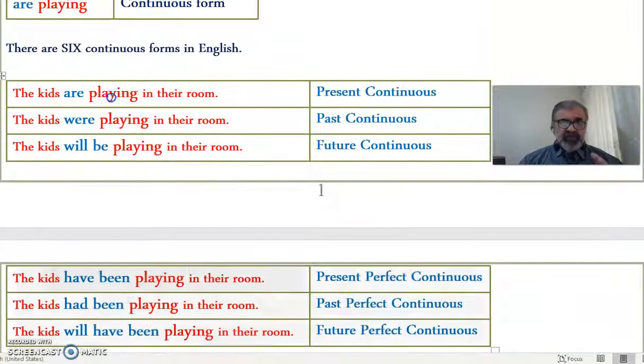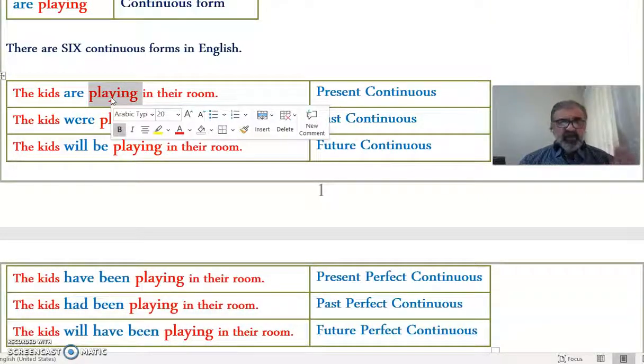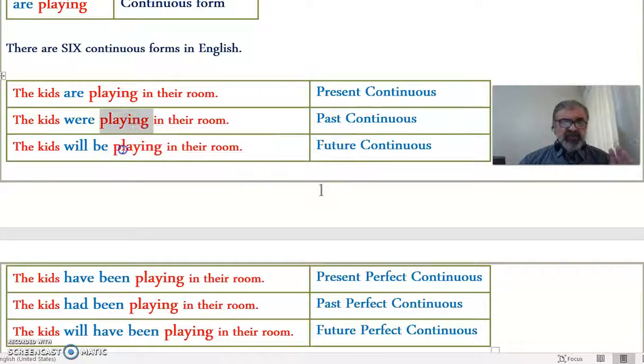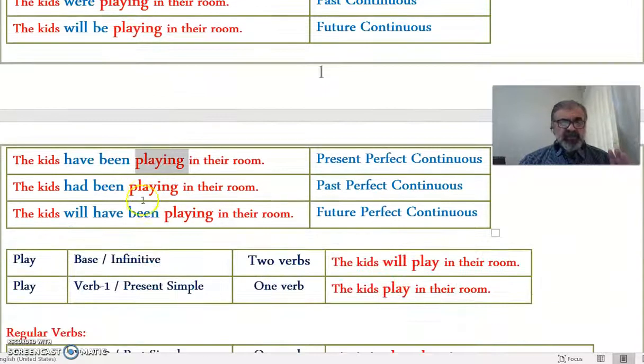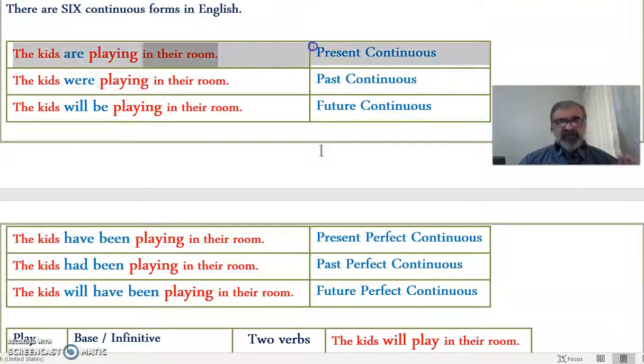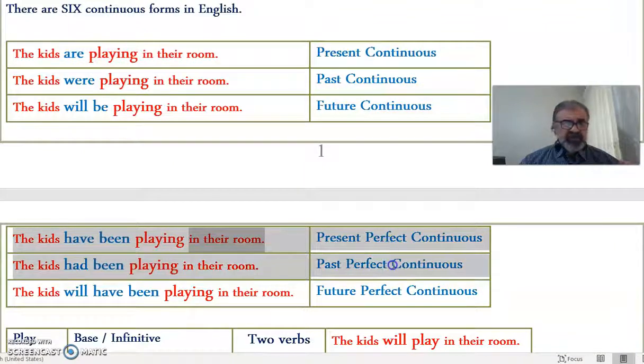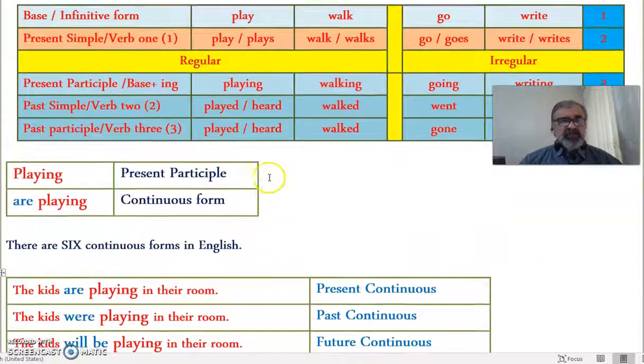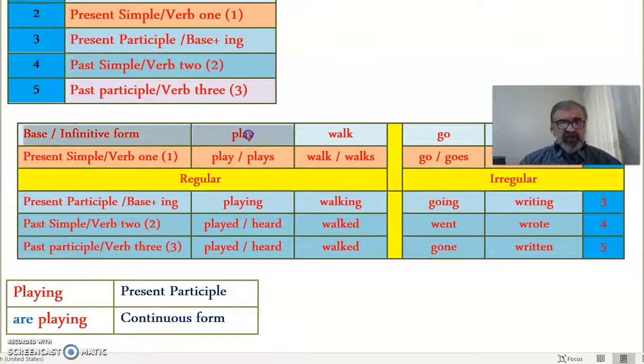As you can see, the present participle playing did not change in any of the 6 forms. What actually changed is the helping verb. And as you can see, the helping verb is what made are playing go from present to past, and what made have been playing go from present to past again, to had. As easy as that.